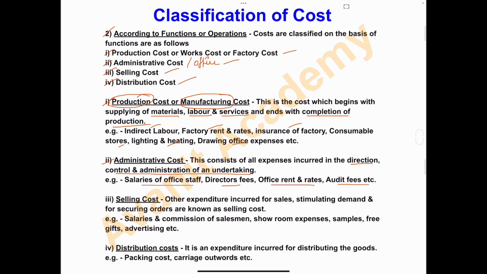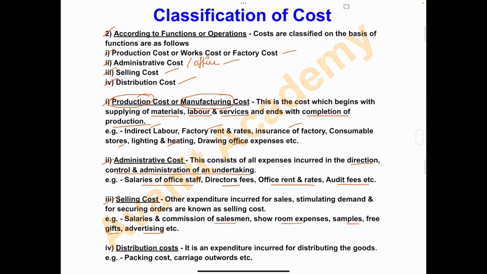Third one is selling cost. Whatever expenses or cost are incurred for creating the demand for the product or for selling the goods, that expenditure is called selling cost. For example, salaries and commission of the salesman, showroom expenses, samples, free gifts, advertising, etc. To sell the product, what do we have to do? We have to appoint salesmen to sell the product.